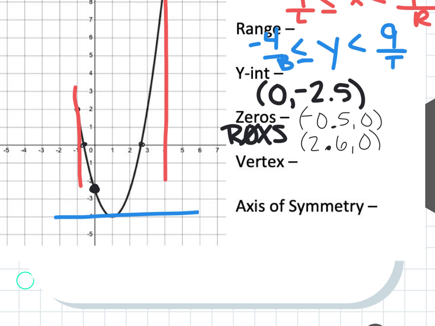Comma 0. The vertex, what happens at the vertex? We change direction. So here is the vertex. What is that coordinate? Remember, this is our HK, and if we were looking at a table, it would not have a buddy. So this is 1 what? 1, -4, and our axis of symmetry is always x equals, it's going to match that vertex because it's going through the vertex. X equals, what number did we go through on the x?